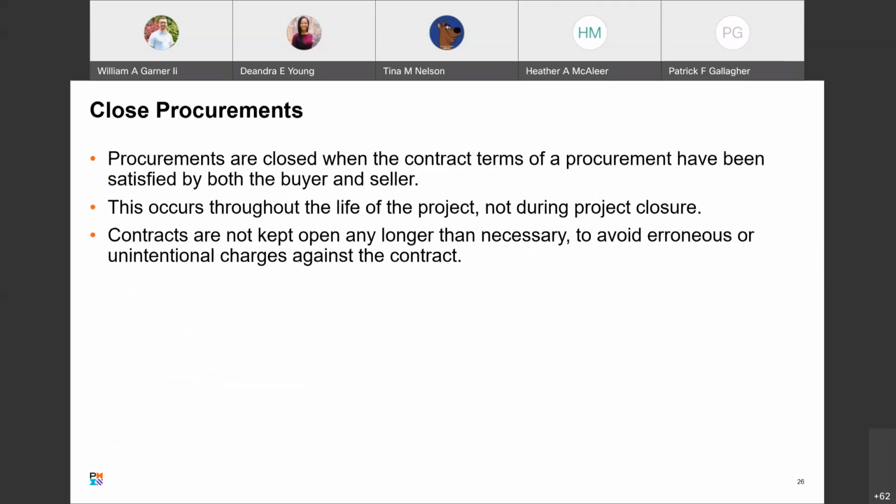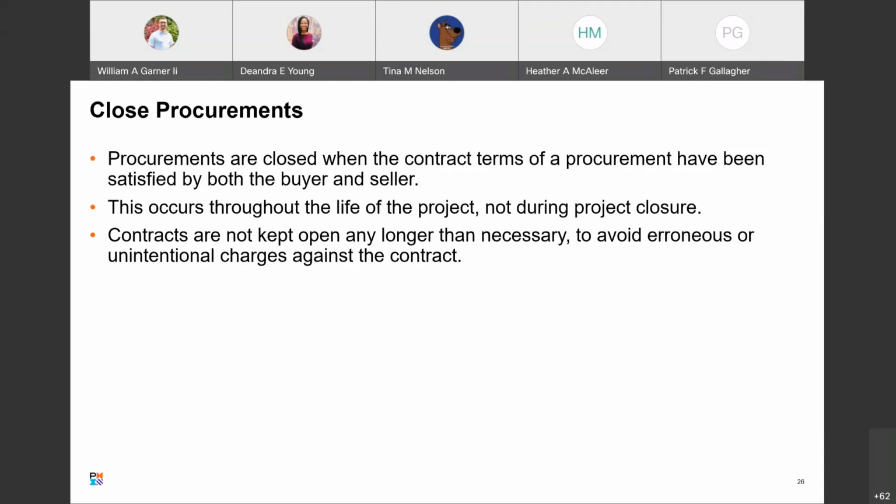Good. So, the closure of procurements. Procurements are closed when the contract terms of a procurement have been satisfied by both the buyer and the seller. This occurs throughout the life of the project, not during project closure. Contracts are not kept open any longer than necessary to avoid erroneous or unintentional charges against the contract.